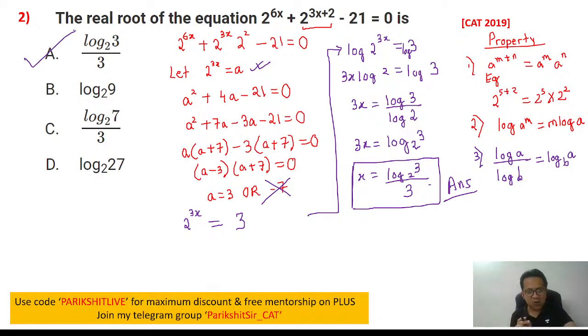Any doubt in this? Are we clear on this? If you have a doubt, feel free to ask. Clear? Any doubt that any one of you have? Okay. I hope this is absolutely clear. Let's go to the next one.